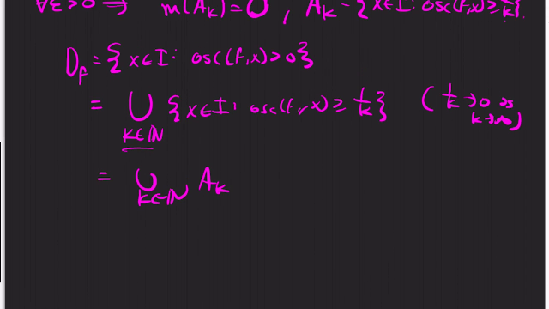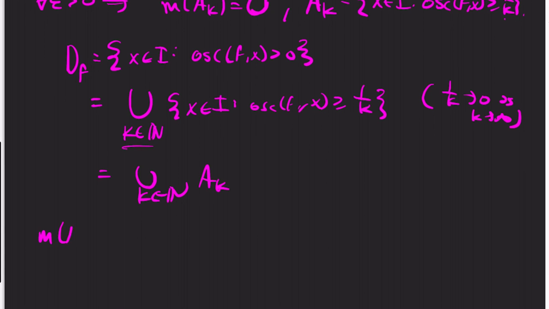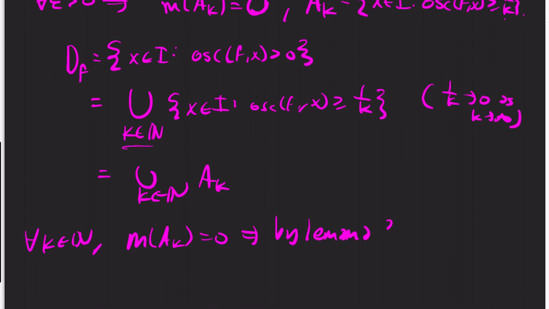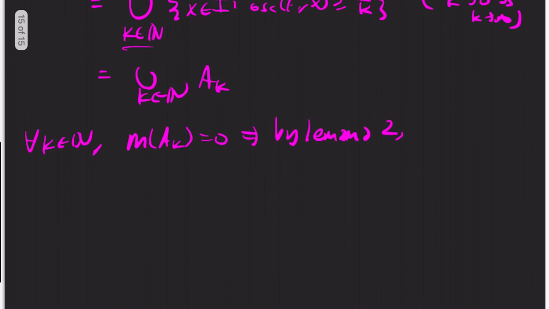But we just proved that for all k. K was arbitrary, remember? We didn't have any assumptions on k. So the measure of A_k is 0. By lemma 2, the measure of the set of discontinuities is also 0. And we are done with that direction.